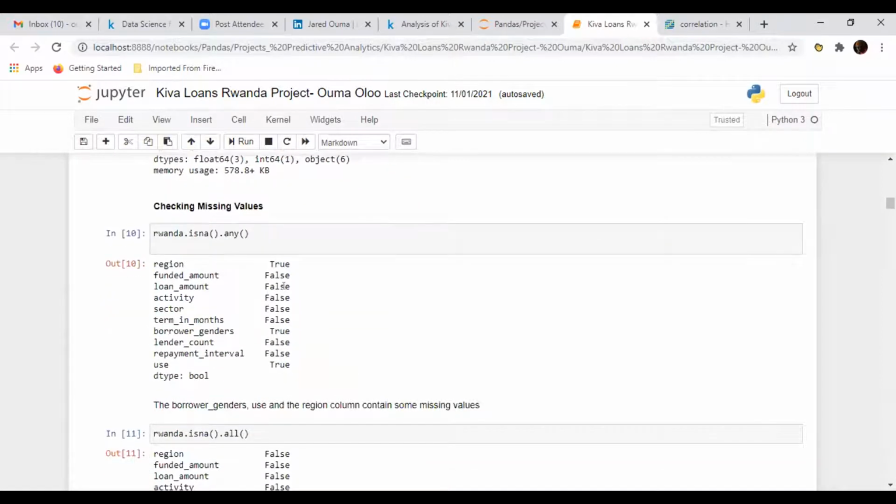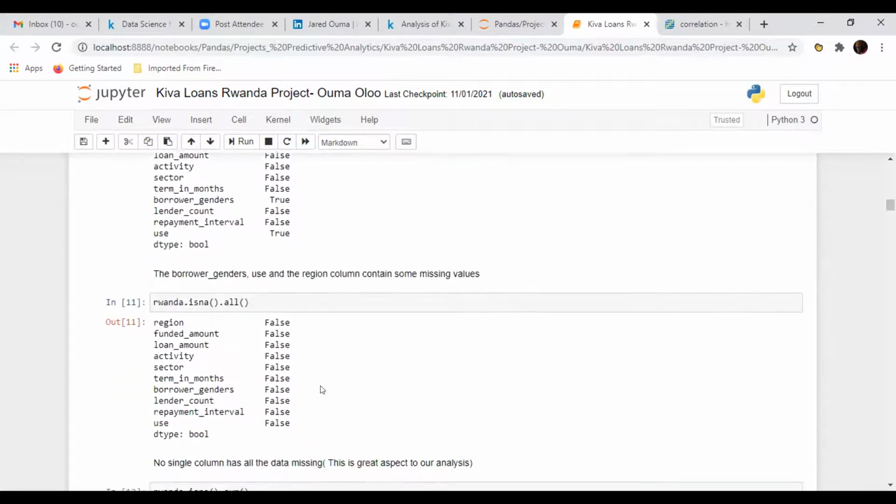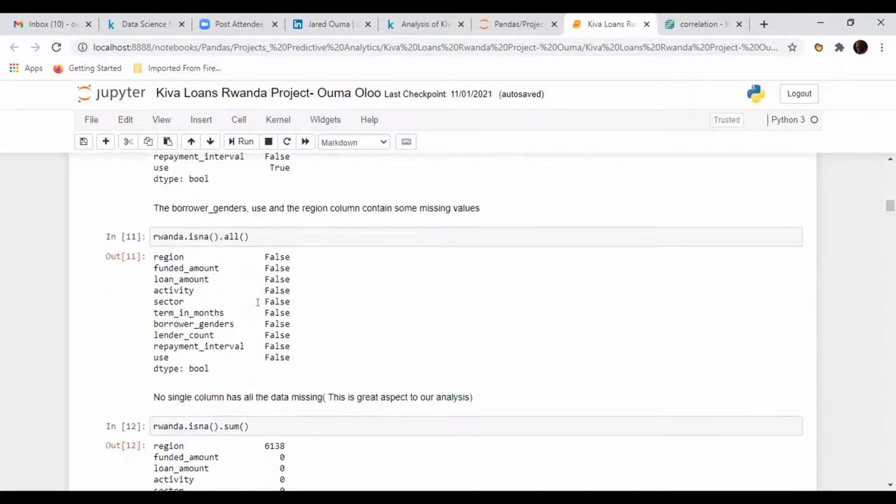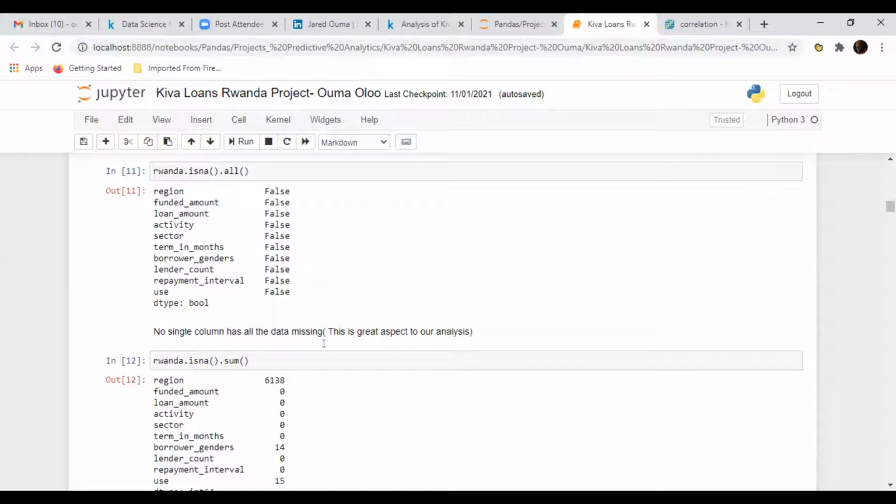There are some missing values. So like the region, the borrower's gender, and the use column contain some missing values, as you can see displayed. I will jump this one because I was supposed to run this somewhere after I'd done some analysis on borrower's gender. But when I ran this, after I did that, no single column had a missing value. So this was a great aspect to our analysis.